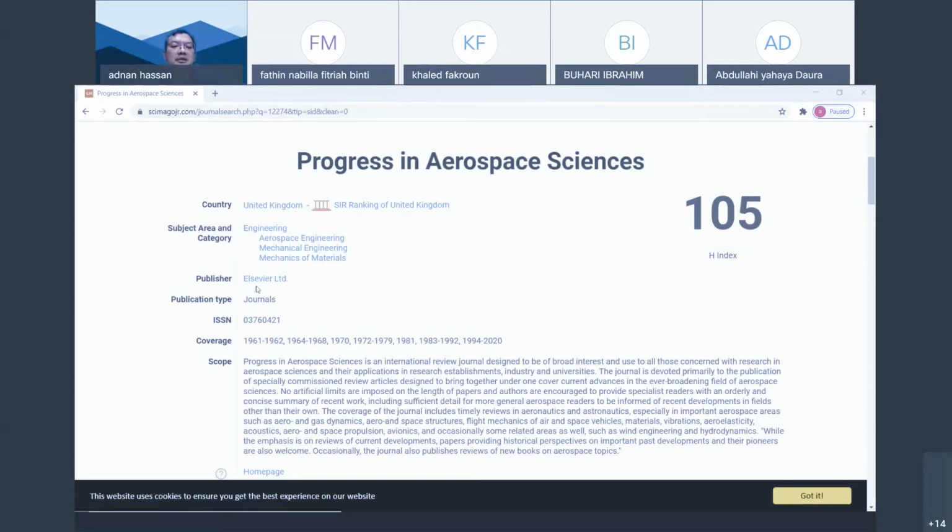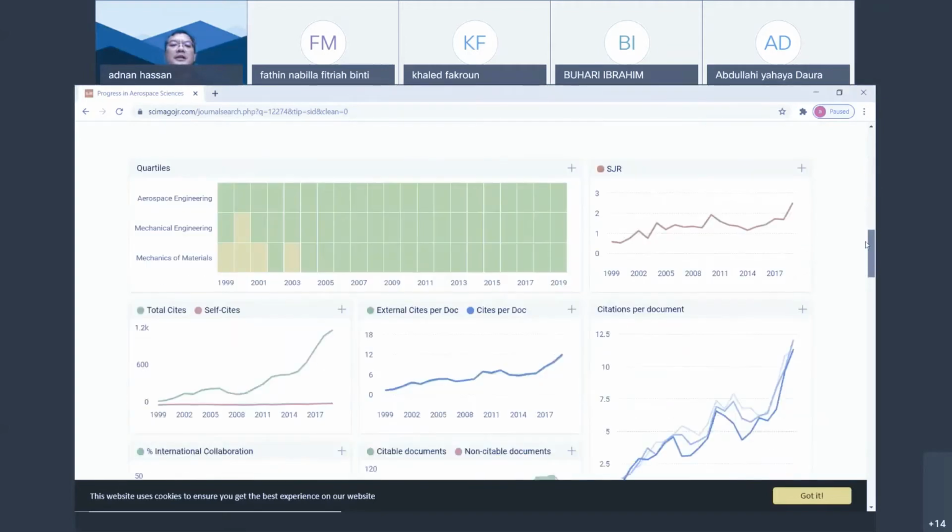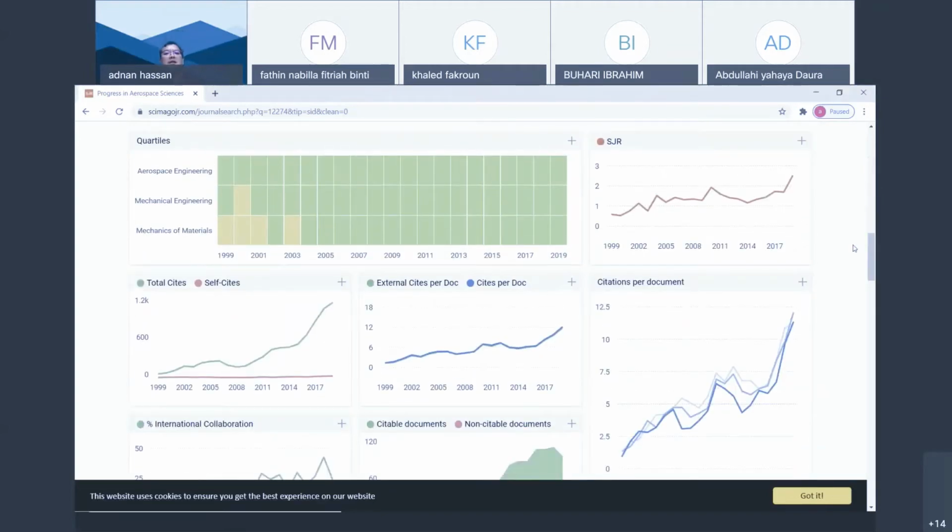The publisher is Elsevier. The publication type is a journal. ISSN is the number of the journal. And this journal is covered under this indexing, with these years covered. At the bottom here you can see the quality of that journal. The green here shows that it is a Q1 journal.